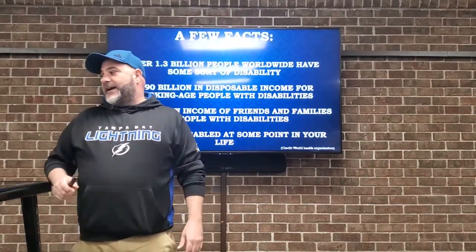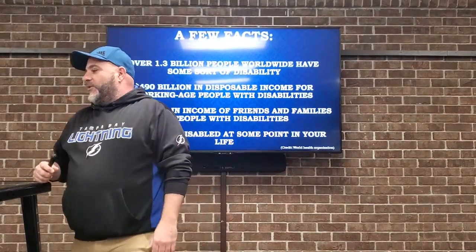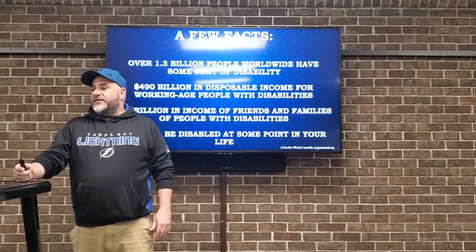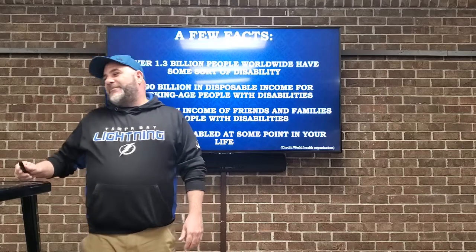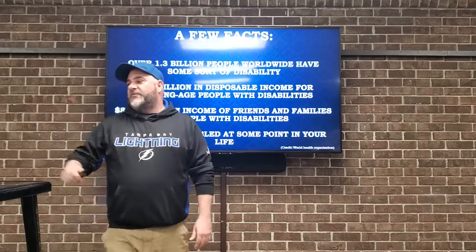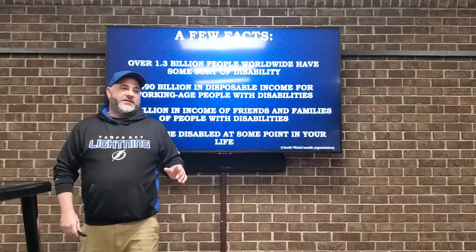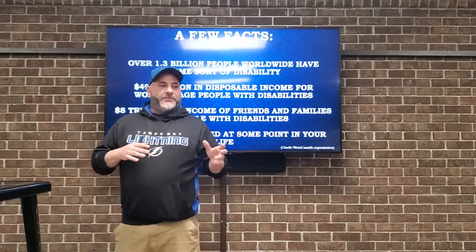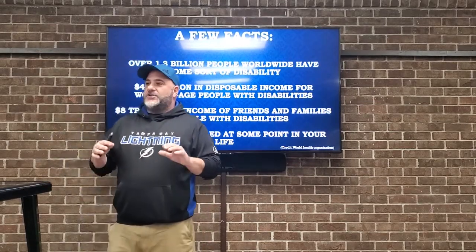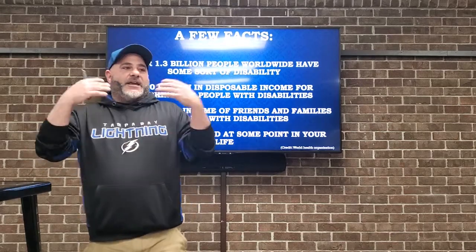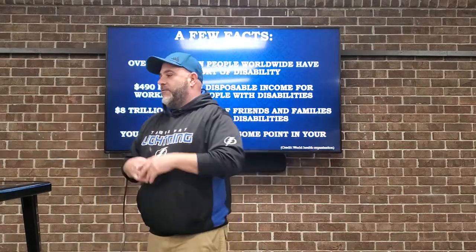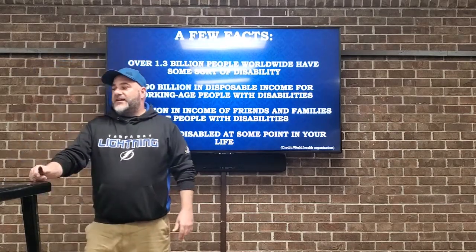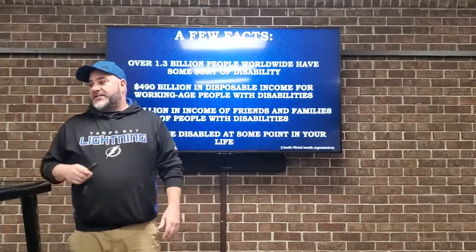All right, a few facts. Over 1.3 billion people worldwide have some sort of disability. There's $490 billion in disposable income for working age people with disabilities. That's a big one. We don't want to harp on we're only doing this for money, but I'm trying to make everybody speak everybody's language, and everybody speaks money. So we've got $8 trillion in income of friends and families of people with disability.